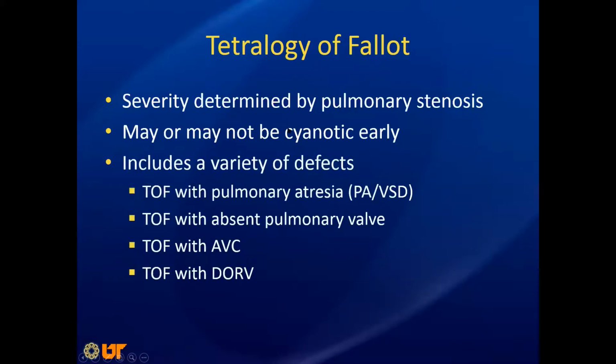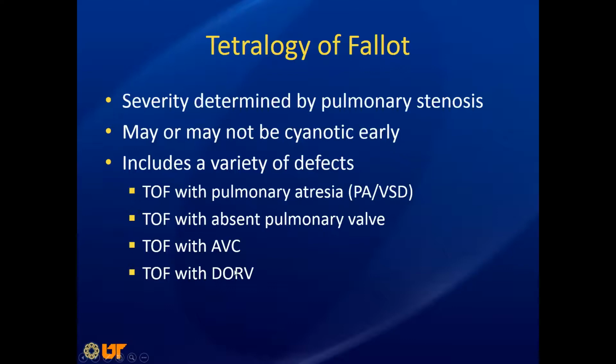It also includes a variety of defects. So there's some variations within tetralogy of Fallot. So the most severe form would be tetralogy with pulmonary atresia, or some people just call this pulmonary atresia with a VSD. But the kind of critical pulmonary stenosis or pulmonary atresia is treated essentially the exact same way. There's tetralogy with an absent pulmonary valve, which is very rare but can cause really, really dilated pulmonary arteries, and you do treat differently. Tetralogy can actually occur in combination with an AV canal, also still associated with Down syndrome.